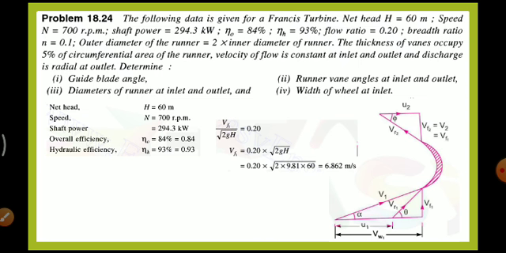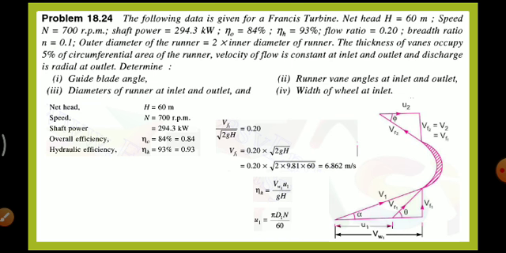So next thing we have to calculate the u1 and vw1. vw1 and u1 can be calculated from the equation of overall hydraulic efficiency. So from overall hydraulic efficiency, we can calculate the value of vw1. We need u1 for that. u1 can be calculated by pi d1 n by 60. So from that we can calculate the value of u1.